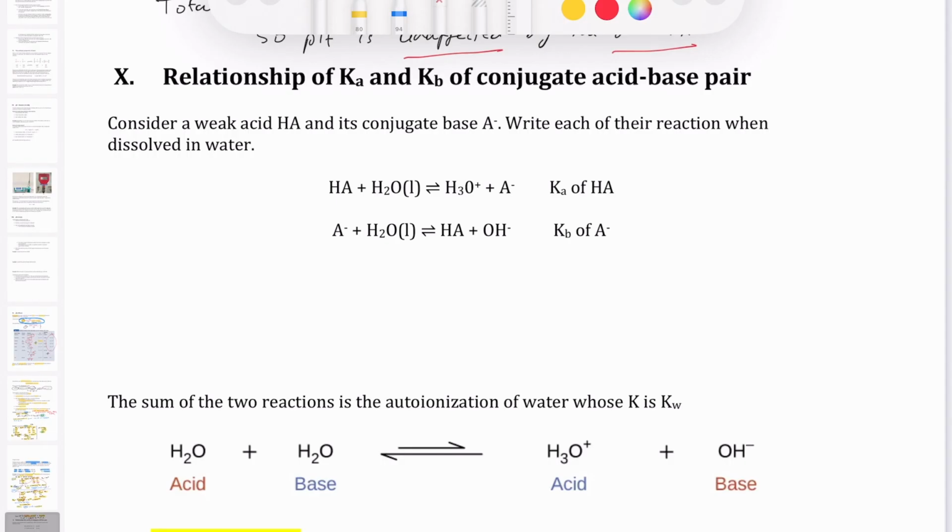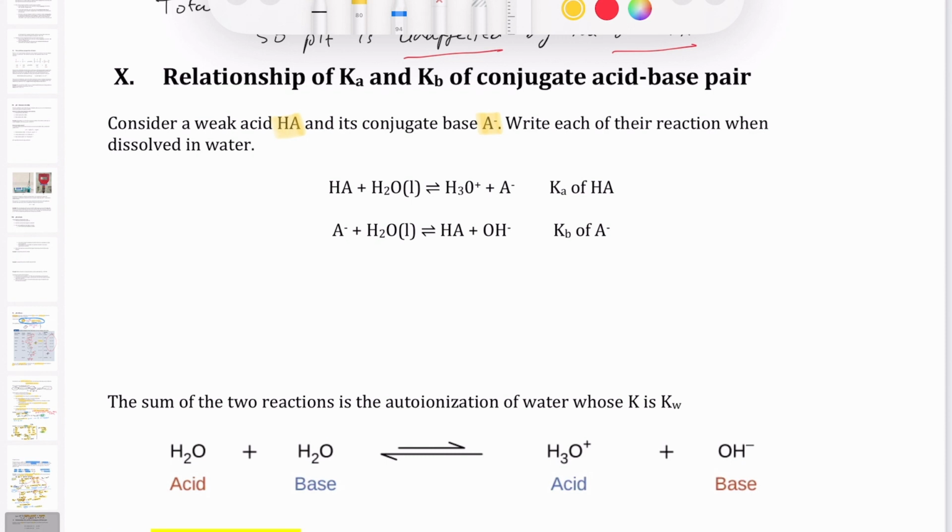Now that we talk about how to calculate the pH of acids and bases, we want to bring up this relationship between Ka and Kb for a conjugate acid-base pair. So to start with this, I want to ask you to think about a weak acid and its conjugate base. The weak acid in this case has a generic formula of HA, and its conjugate base, of course, is A minus, right? Let's write their reaction in water.